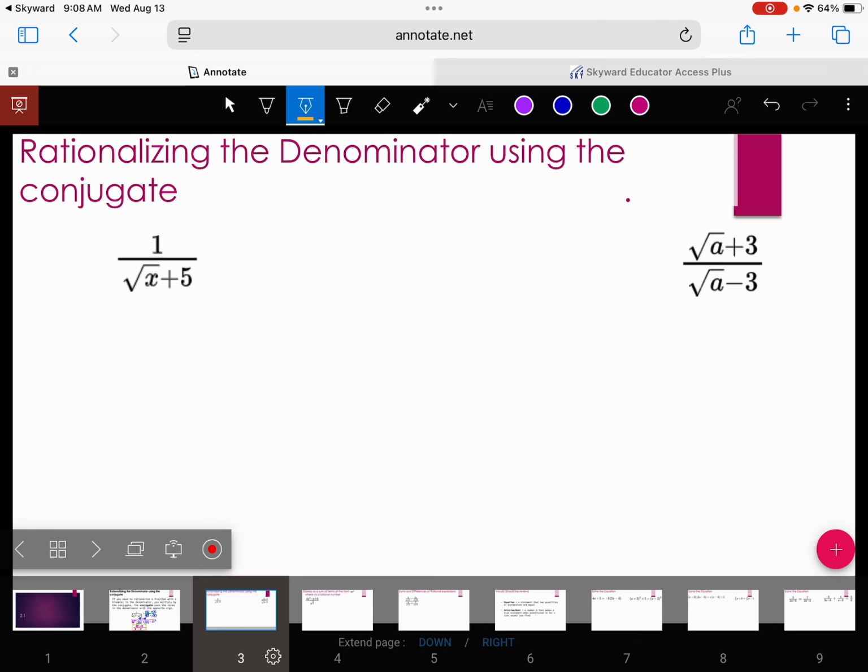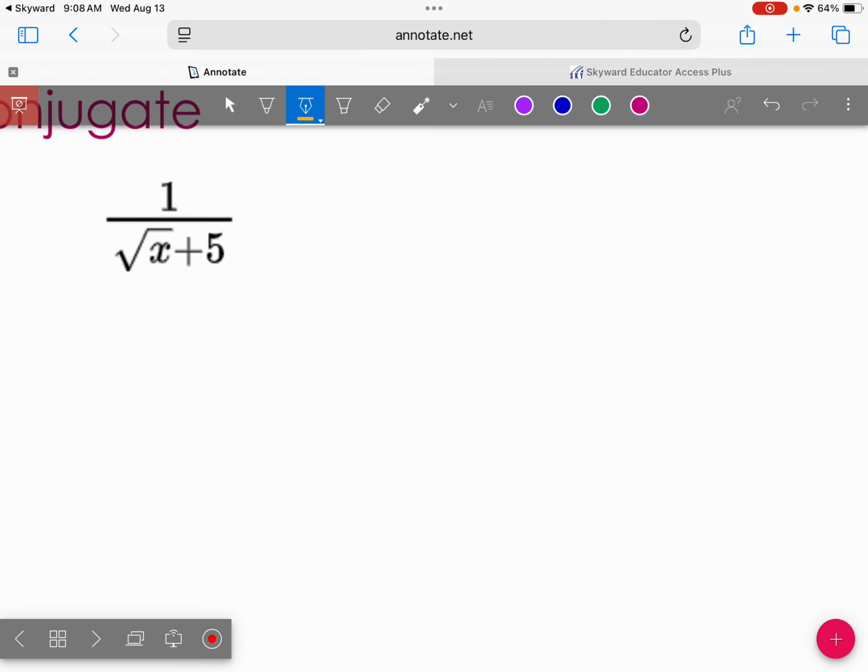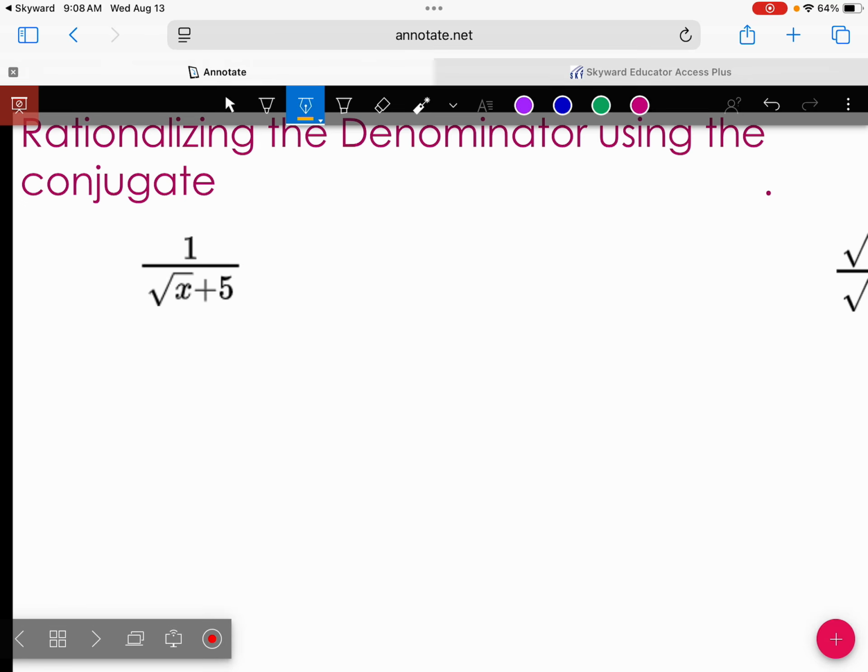So let's practice this a couple of times. We are going to rationalize our denominator using the conjugate on these two. They're a little small, but they're not too bad. So we've got 1 over the square root of x plus 5 as our first one. And we want to rationalize this.